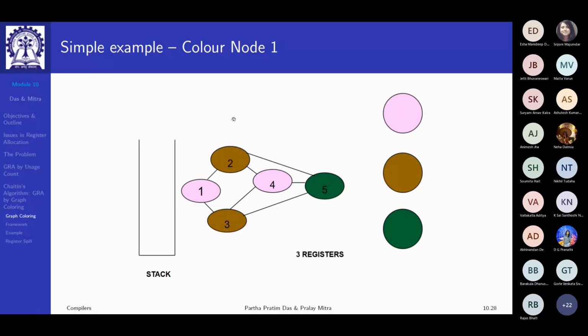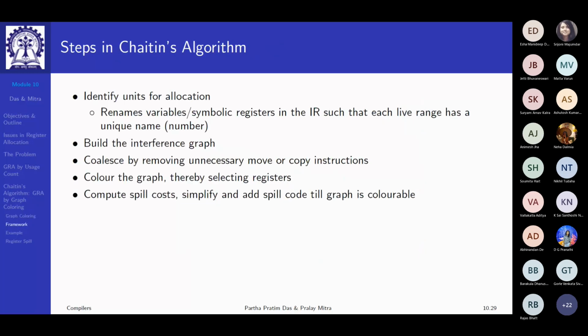And that is the basis for Chaitin's register allocation algorithm. So what are the overall steps for the allocation? We will identify the units for allocation. And we will do one step in which we rename variables or make symbolic registers in the intermediate code such that each live range has a unique number.